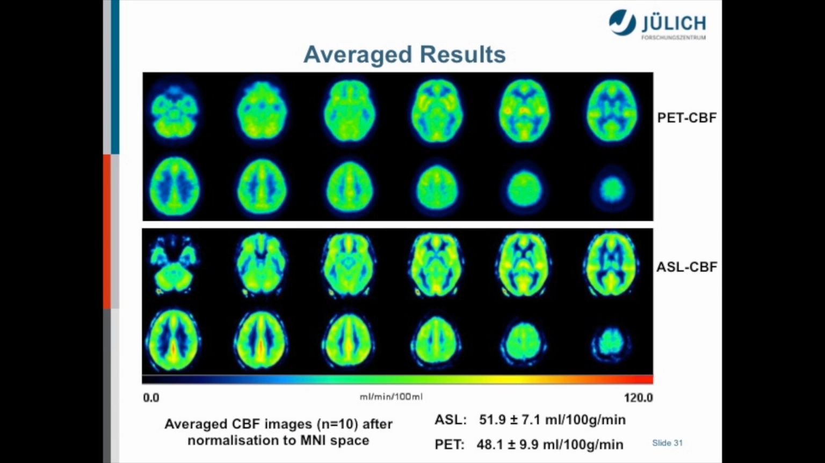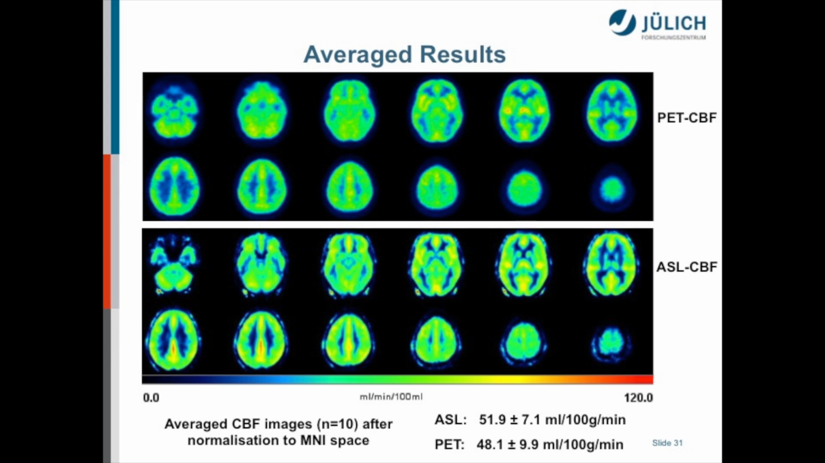We ran the protocol on 10 subjects. These are average results. PET results averaged over the 10 subjects. ASL results averaged over the 10 subjects. And if you look at the quantitative values, pretty good agreement between the 2 methods. So I think this is really nice now. We can stop using O15 labeled water to give us perfusion.